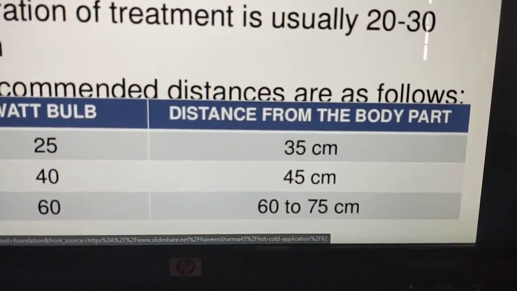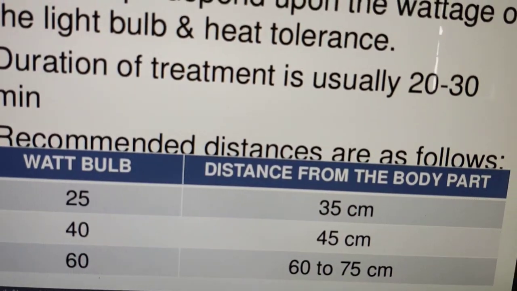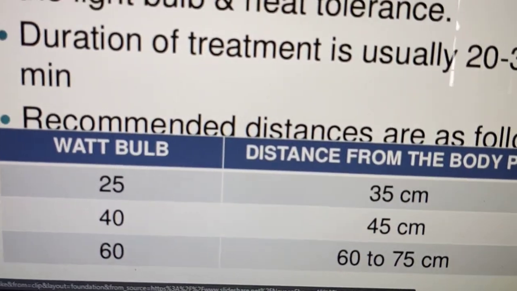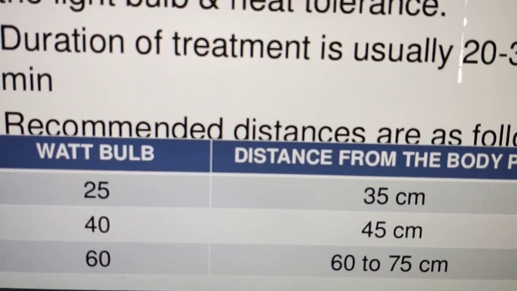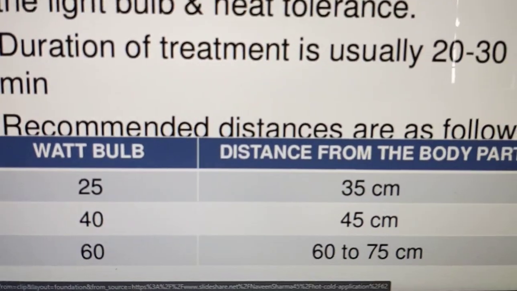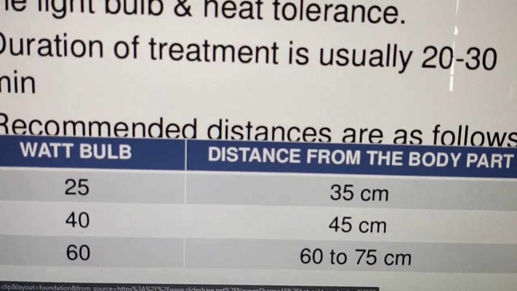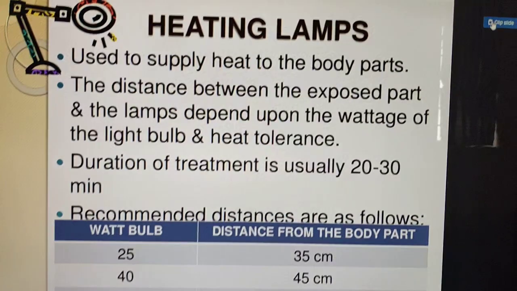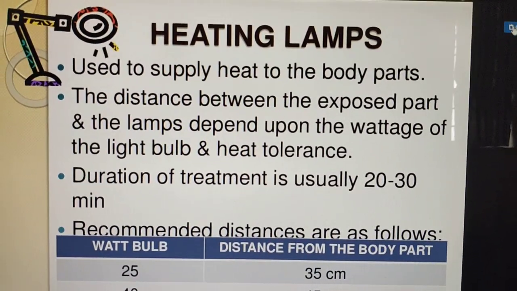For example, if you are using a 25 watt lamp, the distance we have to keep from the body is 35 centimeters. If we are using 40 watt, we keep the body part 45 centimeters away. If we are using 60 watt, the distance between the body and the lamp is 60 to 75 centimeters. Clear? This is what we call heating lamps. These are the classifications of dry heat.